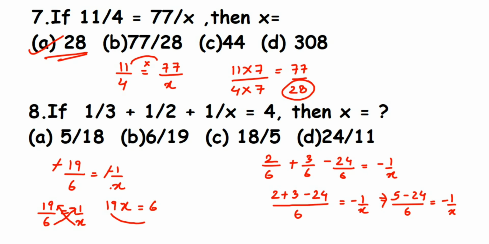Now we want the x value here, so I'm going to transpose this 19 to the other side. 19 is in multiplication and transposing it goes to division. So x is equal to 6 by 19. That's it. So here option B is the correct answer, 6 by 19.